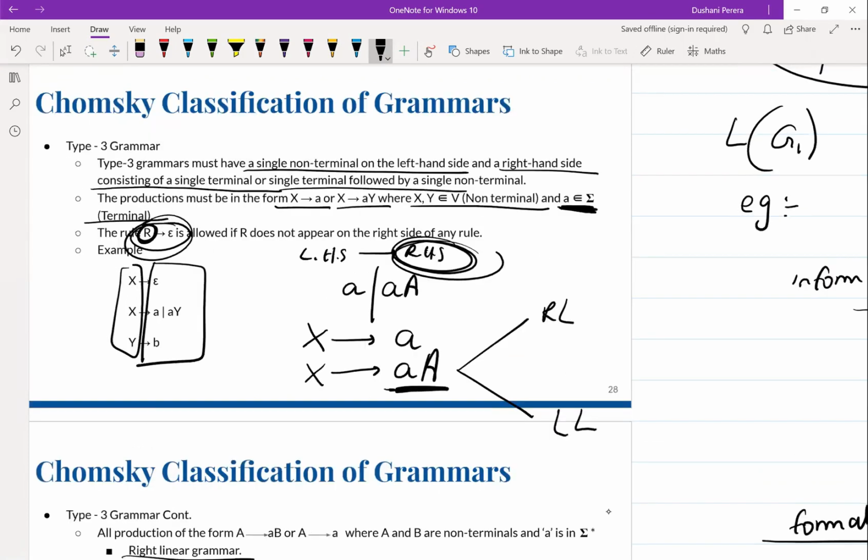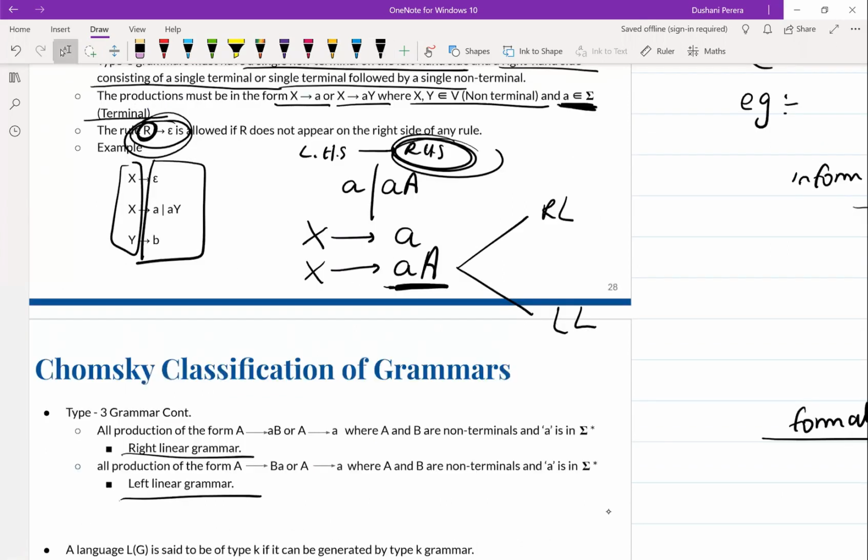That is type 3. Okay, now we come to the classifications or two categories of type 3. Right linear or left linear.